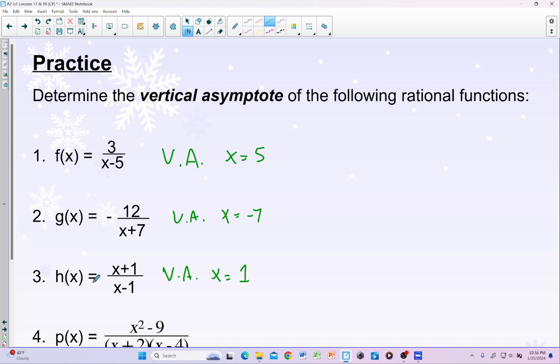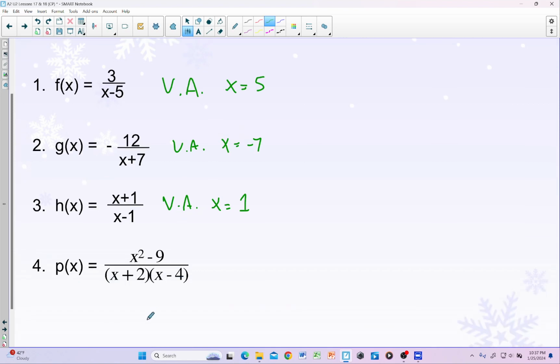x equals 1. Again, the numerator does not matter. So the fact that you have a negative 1 would make the numerator equal to 0 doesn't matter. That just means that the function is 0 at that point. Actually, in that case, that would cross the x-axis. So this particular function is unique in that it has an asymptote and it crosses the x-axis. How about this one?